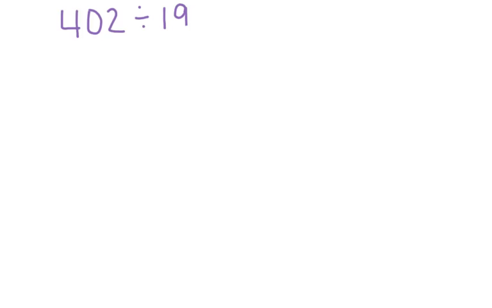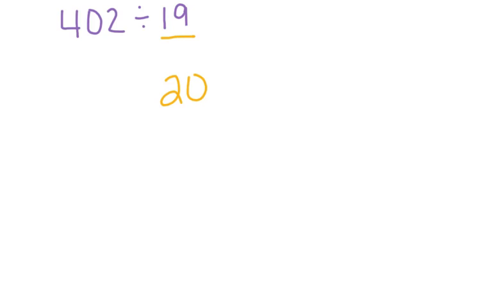When I look at 19, I ask myself, what friendly number is that close to? And immediately I recognize that that is close to 20. So I start asking myself, how can I use that to estimate my number? Now I'm going to look at my whole number, also known as my dividend, and see what multiples of 20 come close to 400.